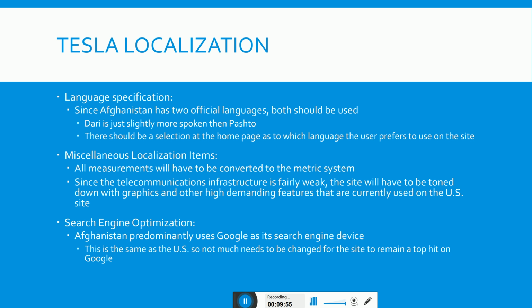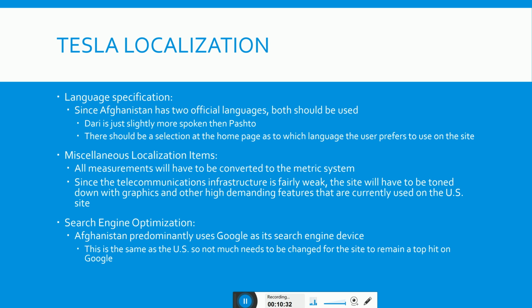Now, a little bit about localizing their website. So something they're going to need to do is, of course, change the language of the website. Afghanistan, as I mentioned earlier, has 2 official languages, and both need to be used because they're both spoken widespread throughout the country. As I mentioned, Dari is slightly more spoken than Pashto. It's about 60-40. So I'm thinking that when they enter the site, there should be a quick little selection from the user: would you rather have it in Dari or Pashto? And that way the user can see it in their native tongue.